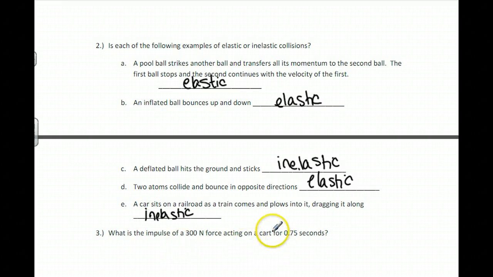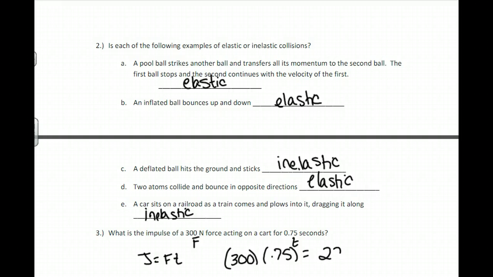Okay, now let's do a simple question. What is the impulse of a 300 newton force acting on a cart for 0.5 seconds? So this is my force, this is my time. My formula is J equals Ft. J is used to represent impulse, and you'll find out why when we get to electricity, because we can't use I. So this is going to be 300 times 0.75, and that is going to equal 225 newton-seconds, which is your unit there.